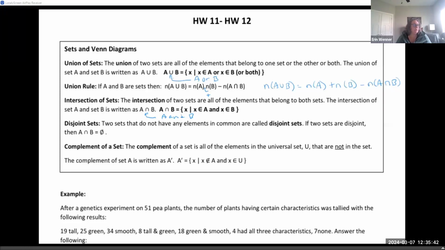If we look at A intersect B, again, the formal definition is the set of all elements X, such that X is an element of A and X is an element of B.